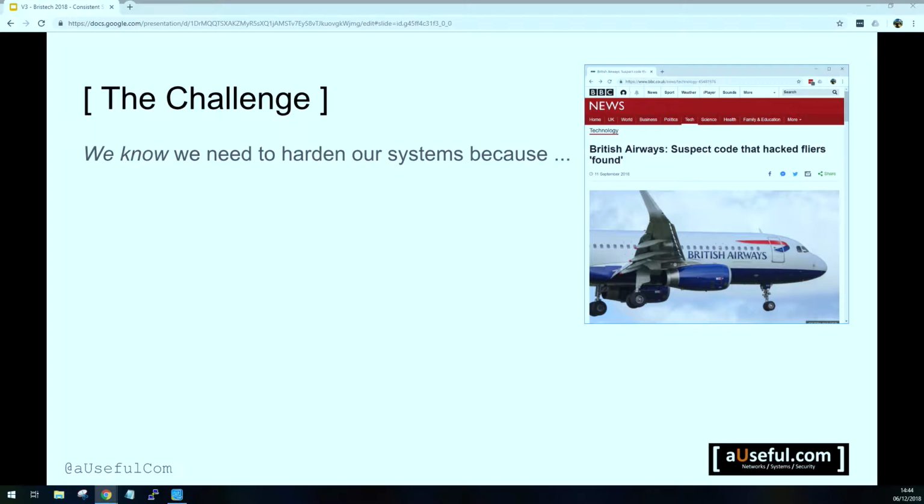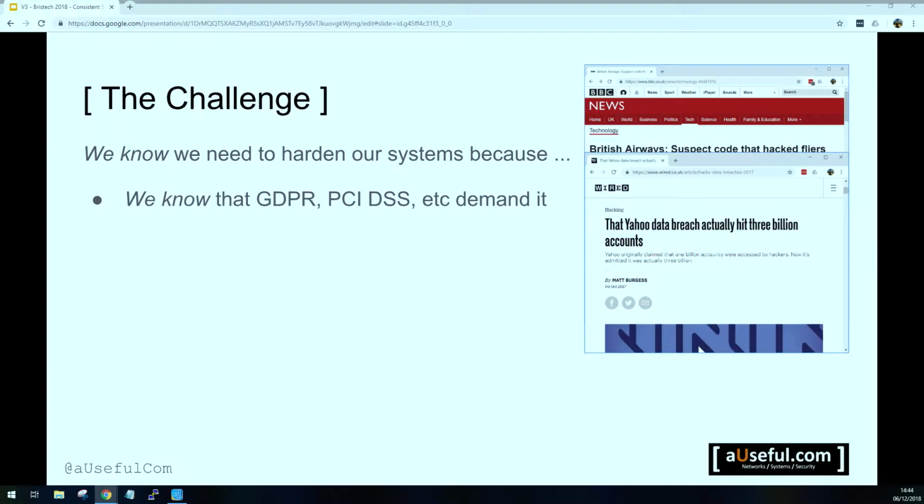So let's have a quick look at the scary bit that all security talks need. Some of the challenges that we're facing as systems engineers, as network engineers, as IT professionals: we know that we need to harden our systems and our infrastructure. GDPR, PCI DSS, all of the myriad standards we're supposed to adhere to tell us we're supposed to harden everything. And I think if anyone is playing security talk bingo, then that's now a full house.